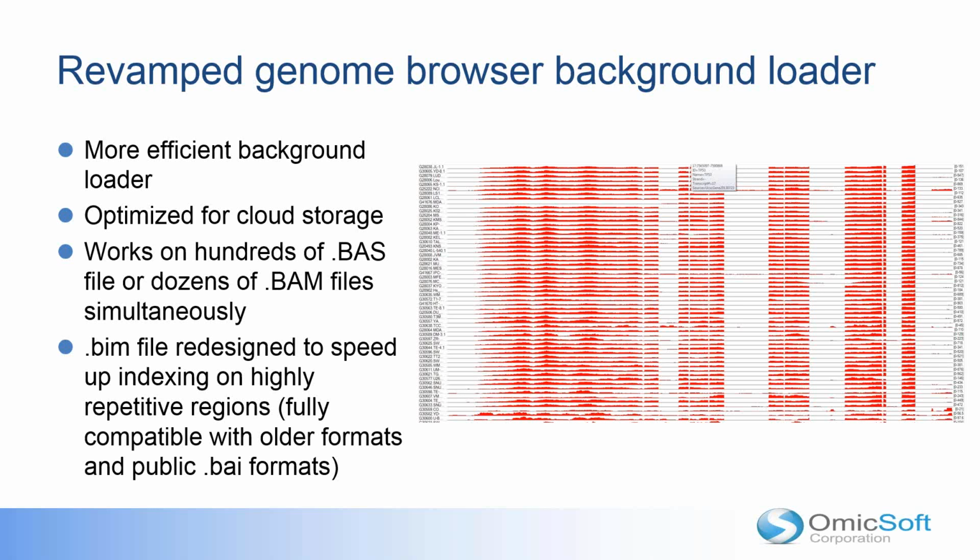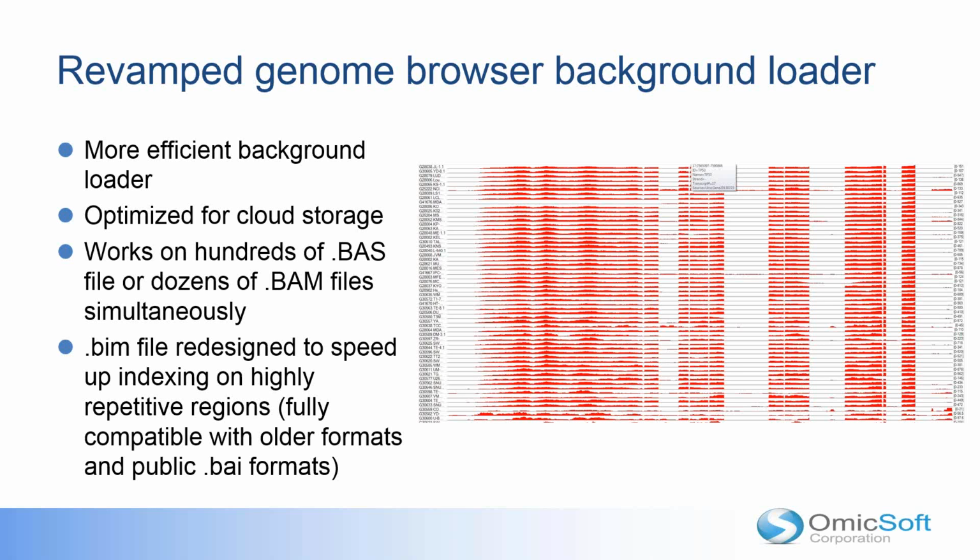So it's optimized for cloud storage. If you have BAS files, which we always generate during the pipeline, so those are BAM summary files, you can easily work on hundreds of them. If you have BAM files, dozens of them are not a problem.